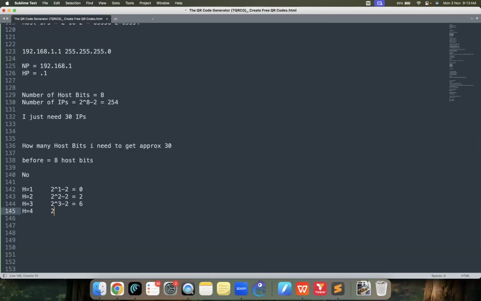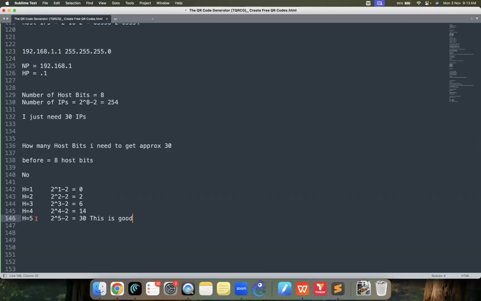With h equal to 4, 2 to the power of 4 minus 2 is 16 minus 2, which is 14. That's not enough, I need 30. So 2 to the power of 5 is 32, minus 2 is equal to 30. Which means this is good.